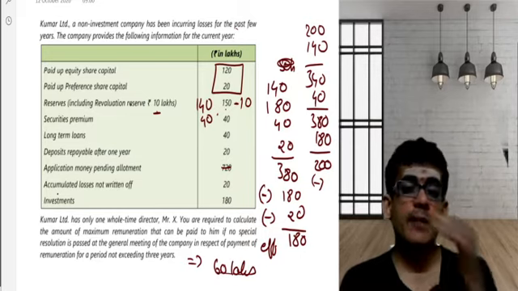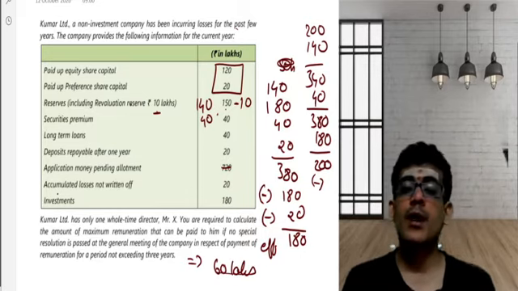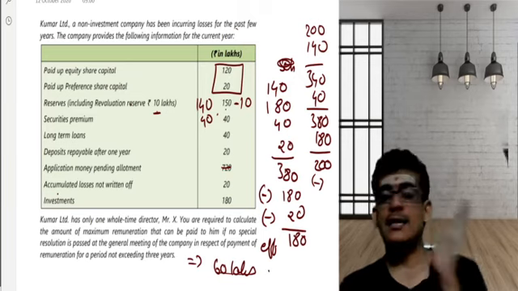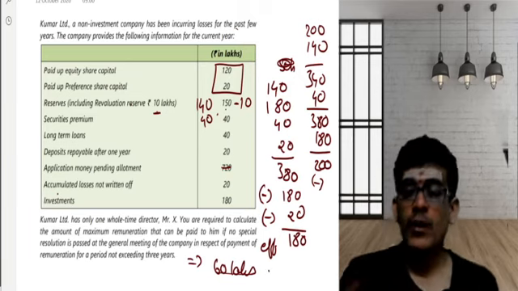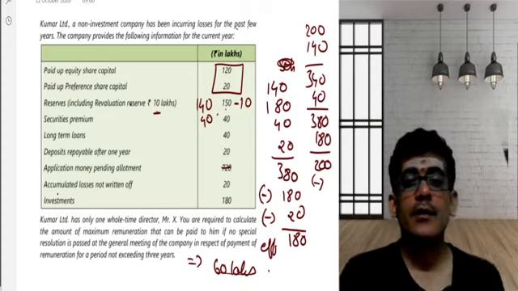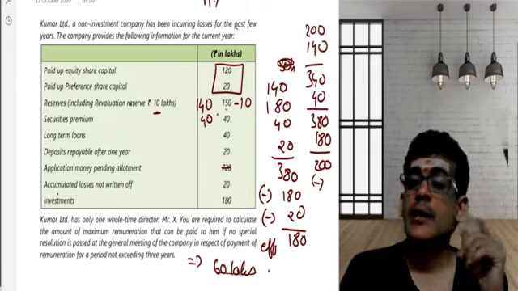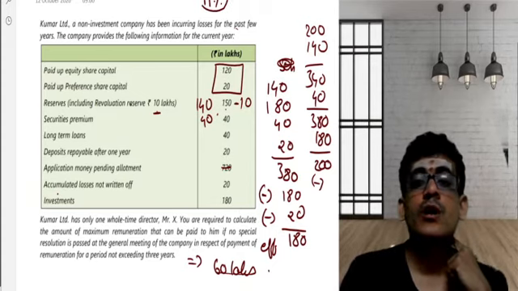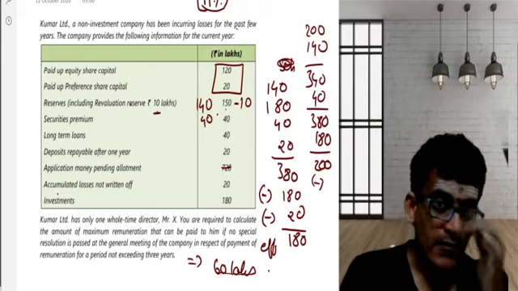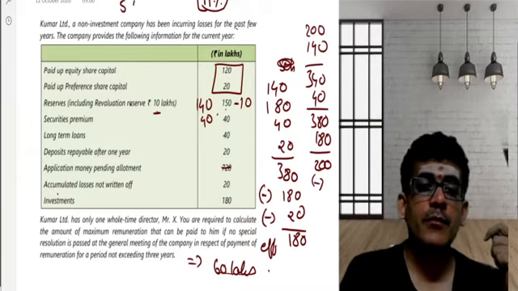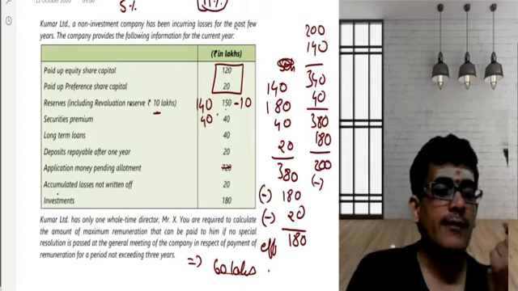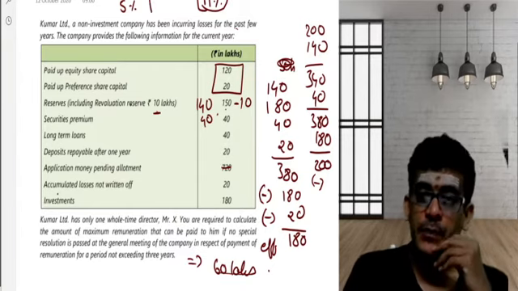So the maximum remuneration payable to Mr. Kumar will be 60 lakhs. Okay. And one more point I want to mention here. Section 197 clearly says the overall remuneration cannot be more than 11%. Individual remuneration payable, if only one person is there, 5%.